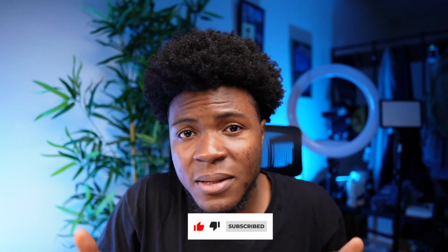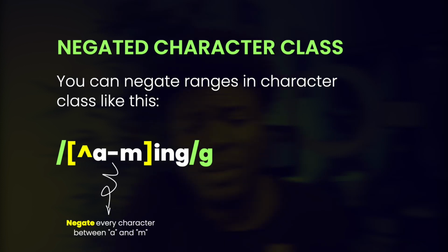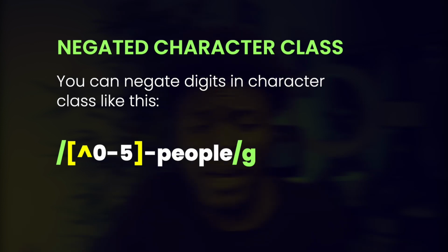Now, since the caret symbol negates everything in the character class, it means you can also negate ranges. For example, if you have a range like A to M followed by ing, by adding a caret symbol at the beginning, it means negate every character between A and M followed by ing. So this would match ning, oing, ping, everything that comes after the range.